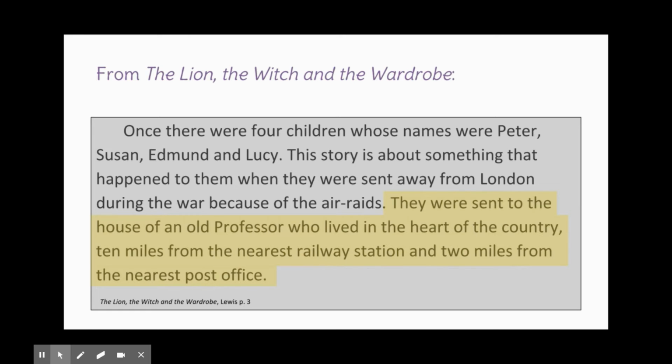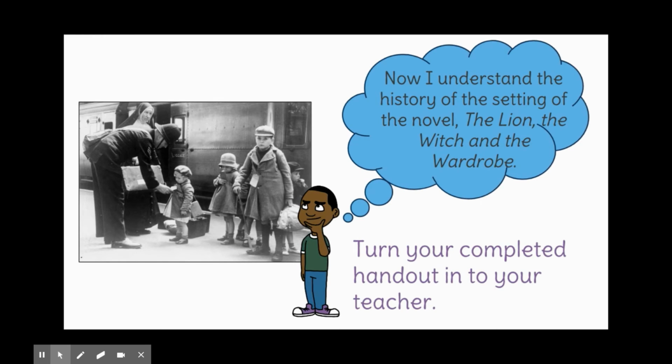Now we have a better understanding of why the characters in the novel, The Lion, the Witch, and the Wardrobe, found themselves living in the country home of an old professor they had never met before. Now you understand what was happening in history during World War II, specifically in London. Understanding the setting helps you better understand the characters you will read about in the guidebook unit, The Lion, the Witch, and the Wardrobe. When you finish this video, be sure to turn in your completed handout to your teacher.